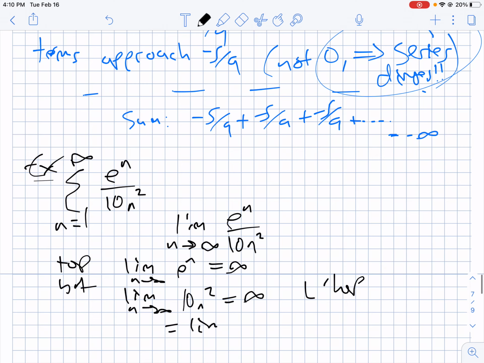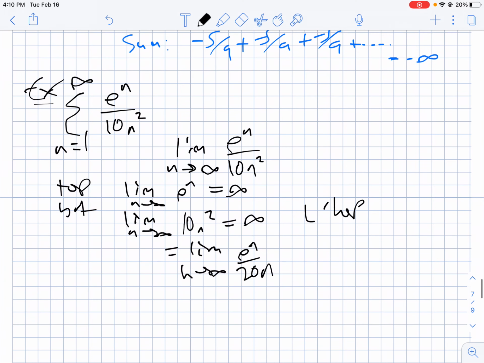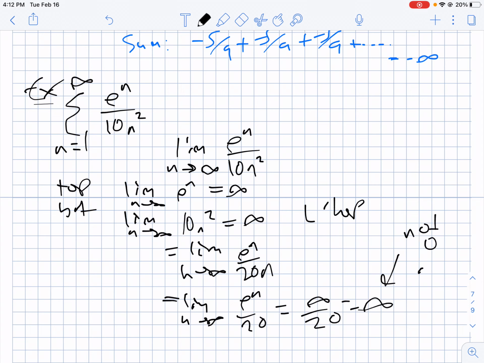So this becomes the limit as n goes to infinity of e to the n over 20n. Anyway, you end up L'Hopitaling again. So it's the limit as n goes to infinity of e to the n over 20, which goes to infinity over 20, which is infinity. I just went quickly through it. Anyway, so again, infinity is not 0, so that means that this series diverges.